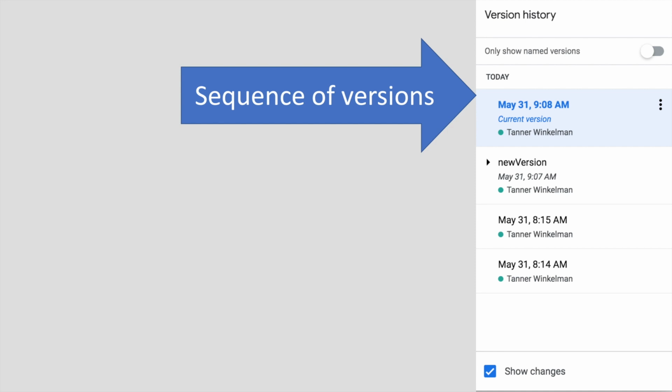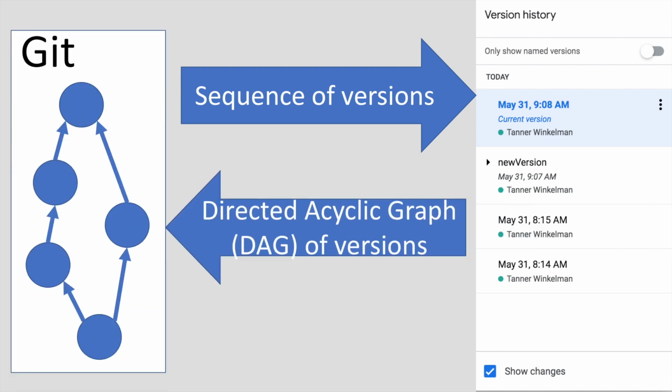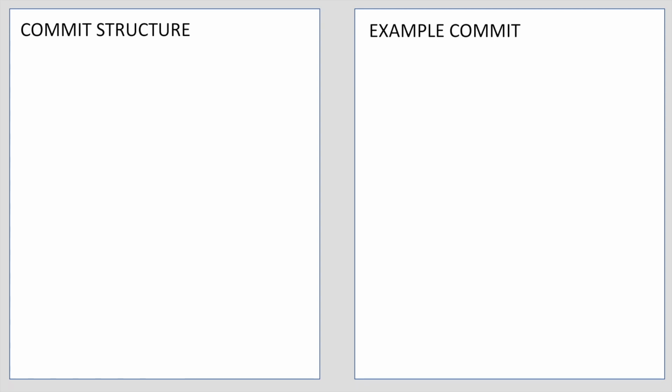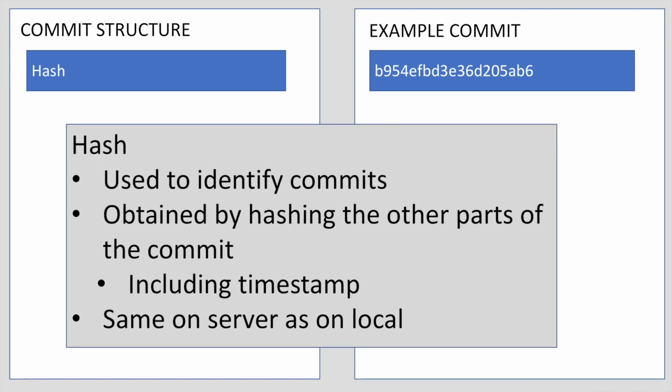Google Docs stores versions in a sequence, but Git stores versions in a directed acyclic graph, which is abbreviated DAG. Except that in Git they're not called versions, they're called commits. A commit is a data structure consisting of a hash. The hash is a long sequence of letters and numbers which is used to uniquely identify the commit. Hashes are often abbreviated with the first handful of characters.